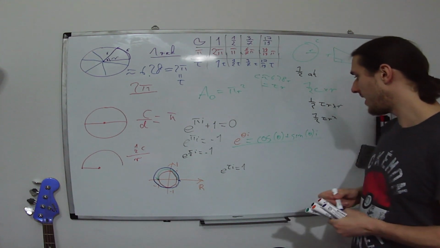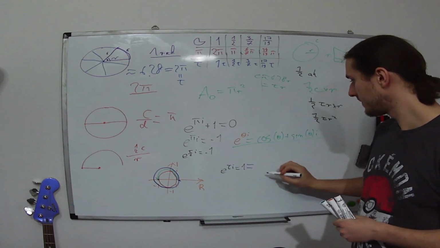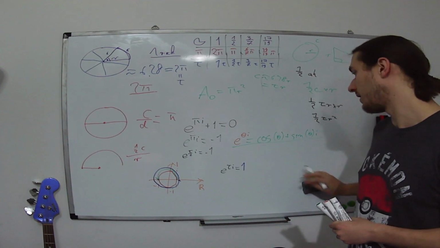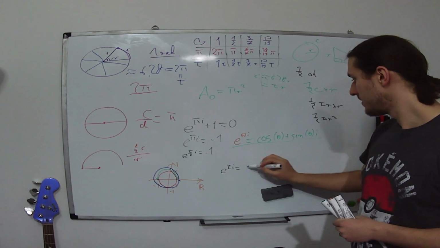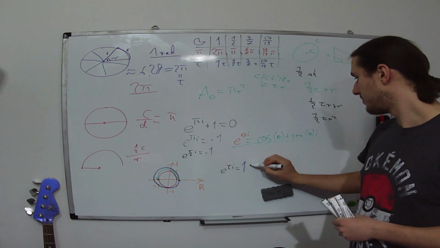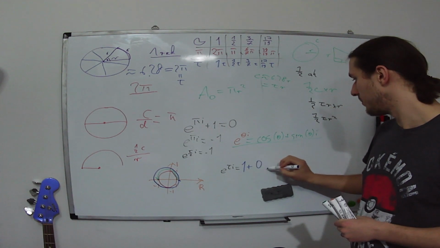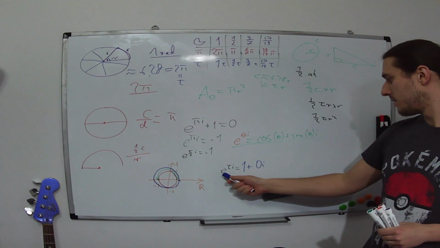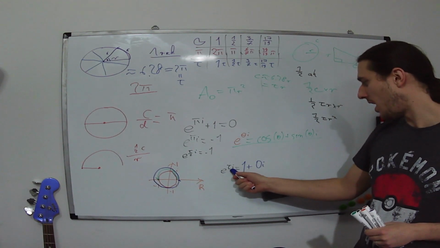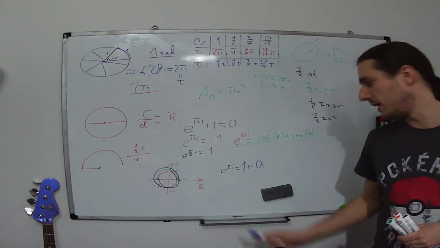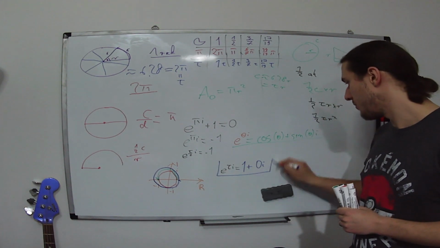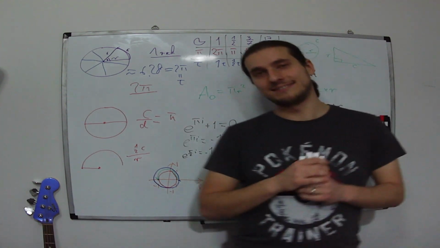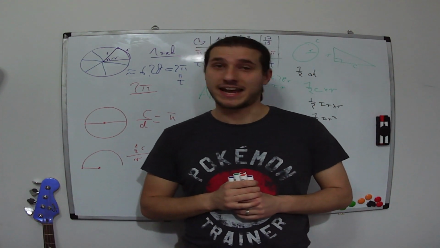This, in fact, is the same as saying 1, well, cos of tau is 1. So 1 plus 0 i. So now we are linking e, tau, i, 1, and 0 in one neat package, the true Euler's identity. Pi is dumb, and I hate it.